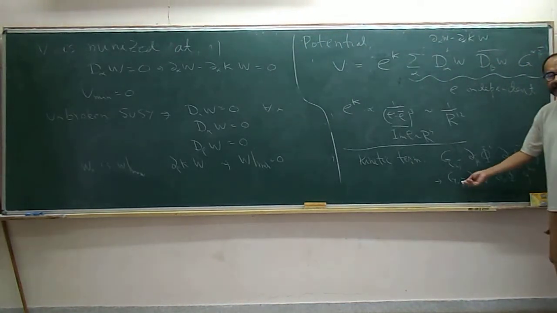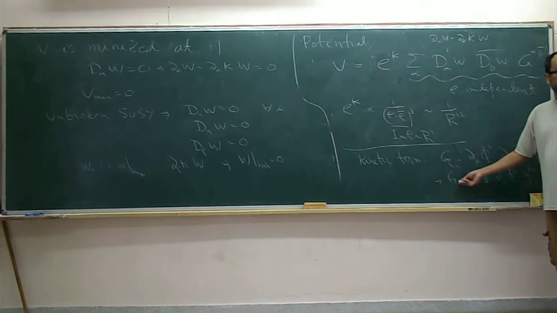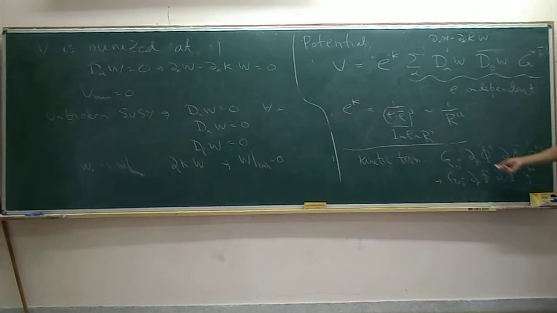Okay, this is a metric in the internal space. This one has no dependence on rho. Right? It's del alpha del beta bar k. It has no dependence on rho. So the kinetic term is normalized in a way that it has no dependence on rho. So there is no factor of r in the kinetic term.